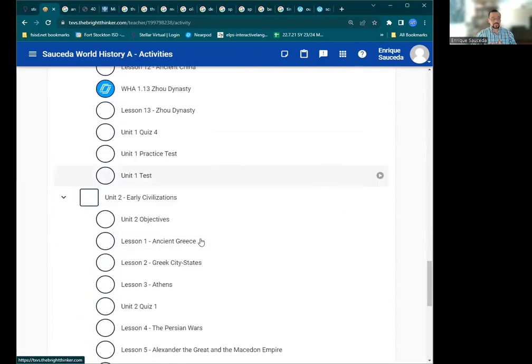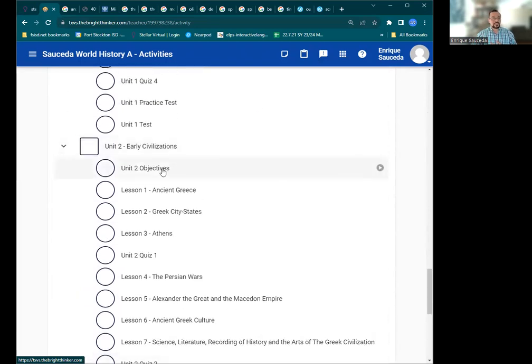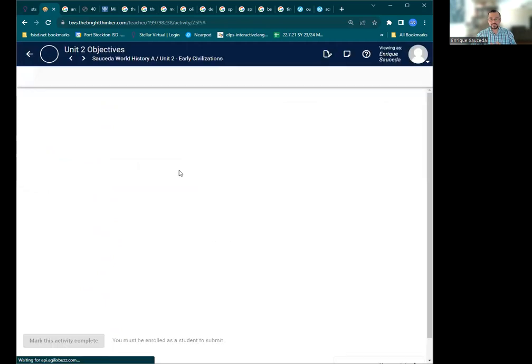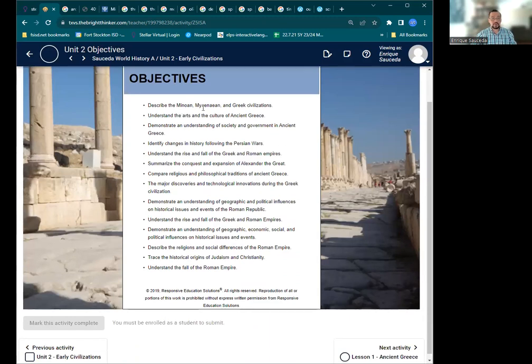Moving on to Unit 2. Unit 2, it's the Greeks and the Romans. Unit 2 objectives, just so we know what we're getting into for these next 3 weeks. This Unit 2 is from October the 2nd to October the 20th. So the Minoans, Mycenaeans, the ancient Greeks, more about the Greeks, the Persian Wars, which is Greece and Persia, Alexander the Great, the rise of Rome. Then we jump to Rome and Judaism, and Christianity, and then how Rome rises and falls. So let's go ahead and get into that.